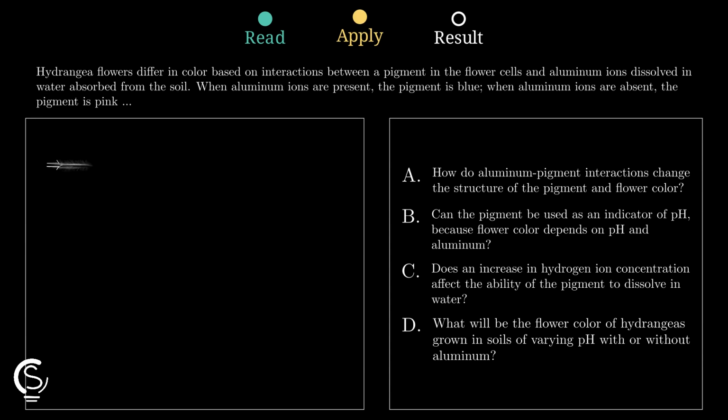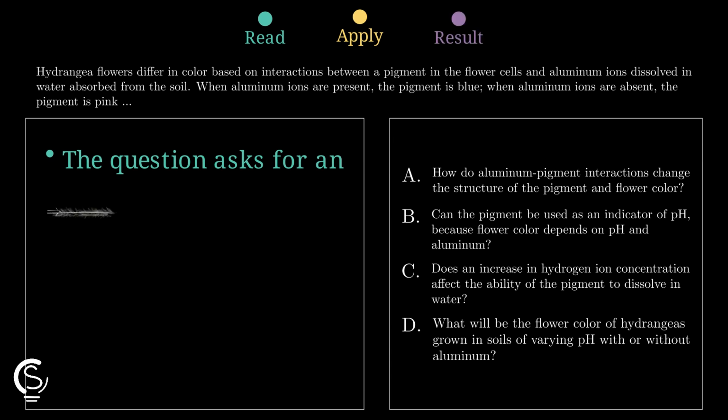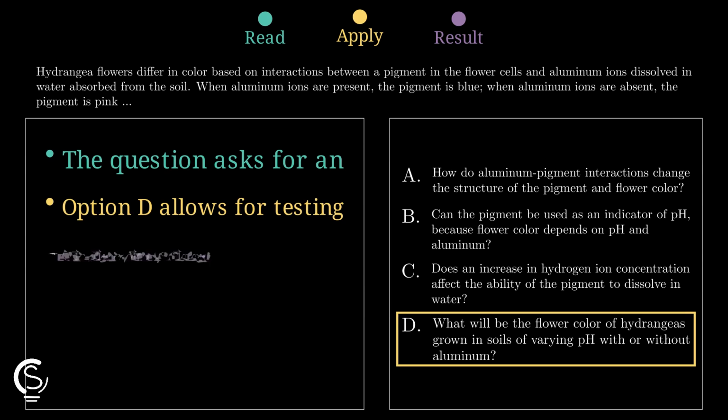That is why option D stands out, because it compares hydrangea flower color across varying soil pH levels and also checks conditions with aluminum present or absent. That setup directly tests the relationship among color, aluminum, and pH, which is exactly what a strong experiment should measure, so D fits best.